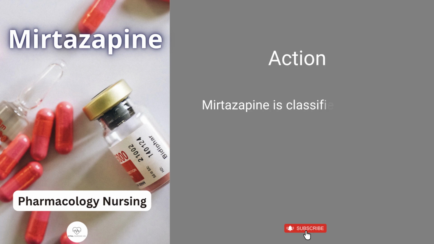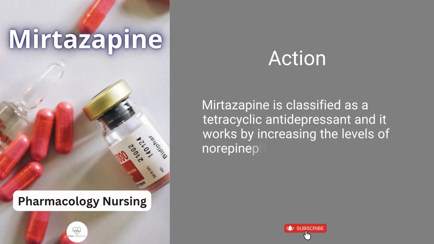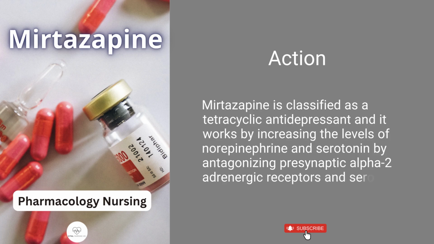Alright, moving along, let's now learn about the action of mirtazapine and how it works. Mirtazapine is classified as a tetracyclic antidepressant, and it works by increasing the levels of norepinephrine and serotonin by antagonizing presynaptic alpha-2 adrenergic receptors and serotonin receptors. This leads to improved mood and reduced anxiety. What also makes this drug unique is its antihistamine effects contribute to sedation and appetite stimulation.